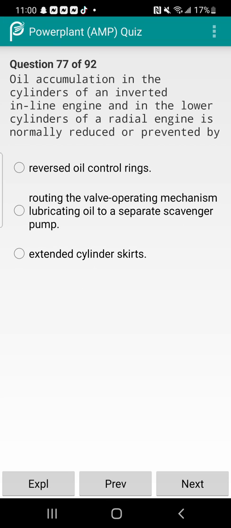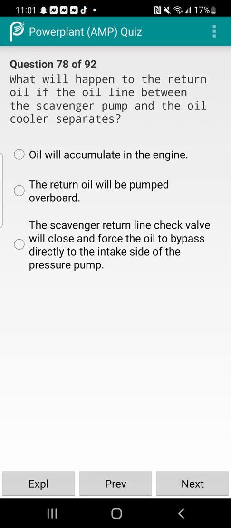Oil accumulation in the cylinders of an inverted inline engine and in the lower cylinders of most radial engines is normally reduced or prevented by extended cylinder skirts.